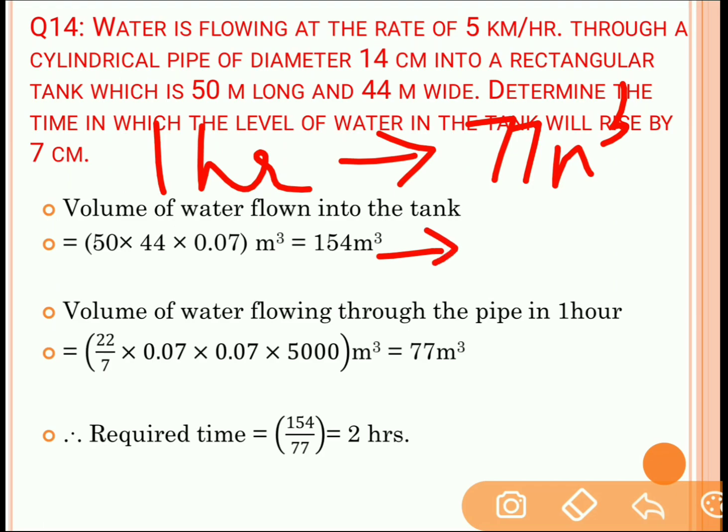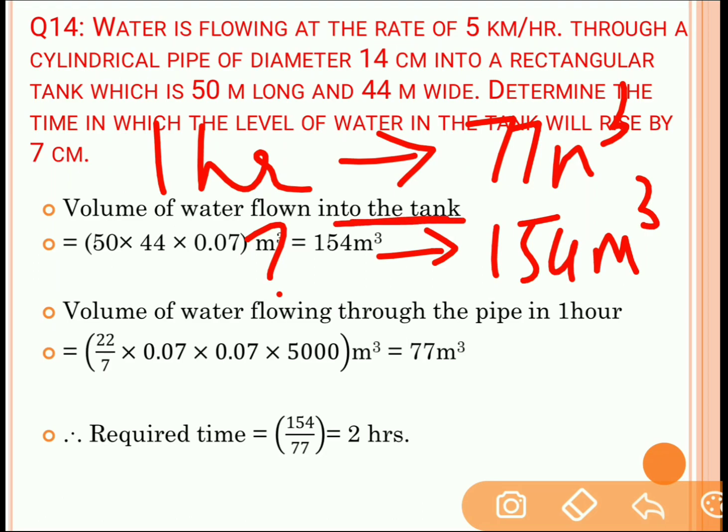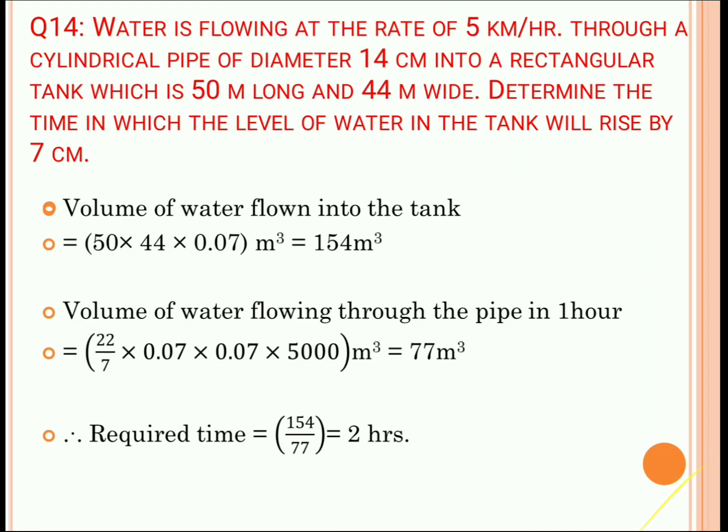We can find out how much time it will take to fill up 154 meter cube of water inside the tank. So it will be equal to 154 by 77, and that is equal to 2 hours.